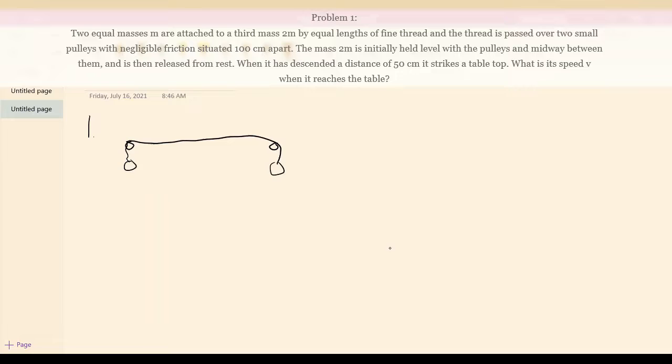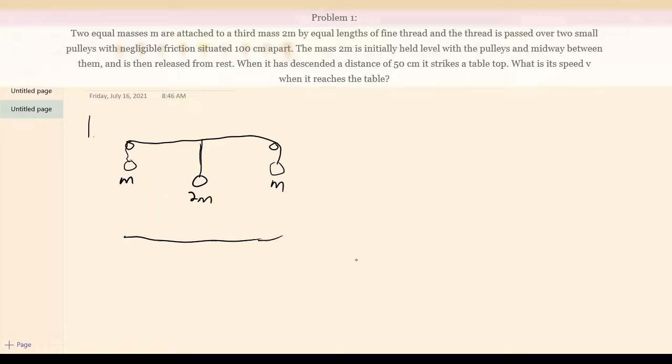there is also a central mass of 2m here. Both of these masses are m, like this. At first, this system is at rest before they are all released. And we want to calculate the velocity of this mass 2m once it hits.